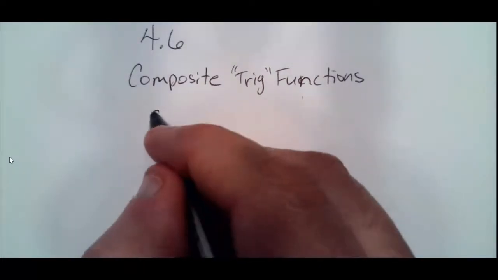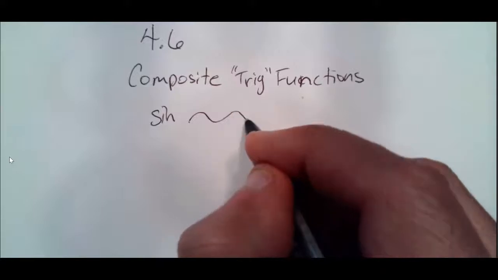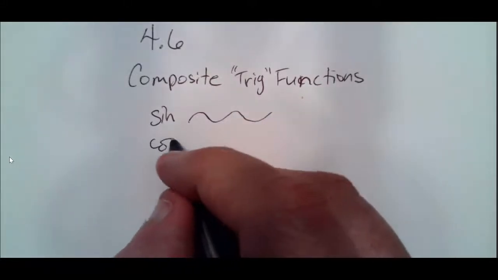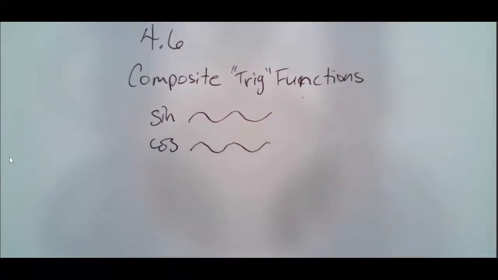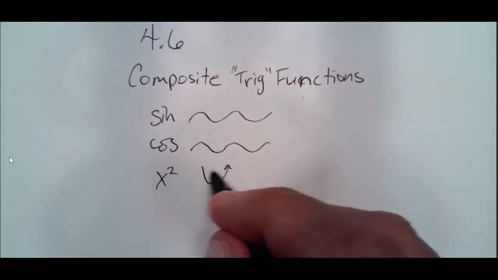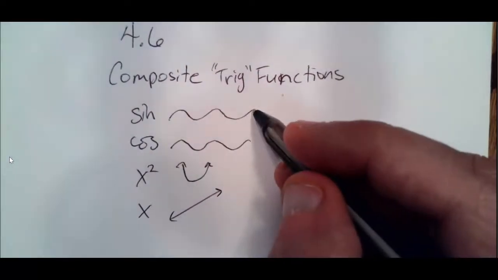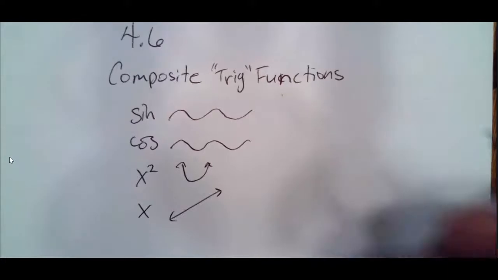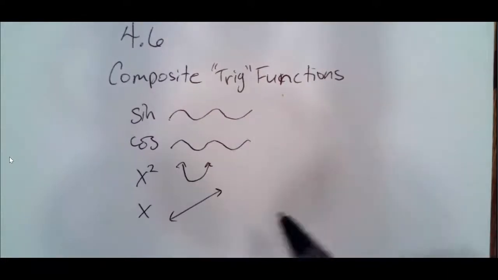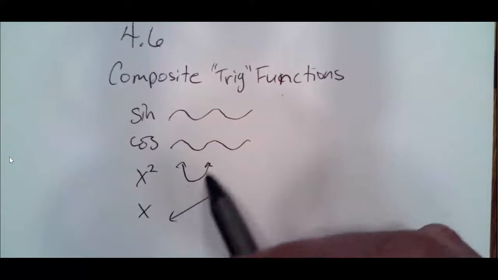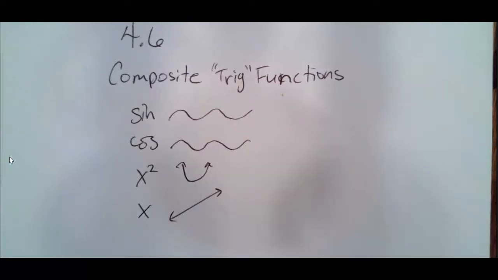We know that when we look at a sine function, it makes a sine wave. Cosine makes a cosine wave. X squared makes a parabola. X makes a straight line. But what happens if you decide to compose two of these? Is it going to stay a wave, or become a parabola or a straight line, or do something really weird? That's what we're going to determine in part 1 of today's lesson.